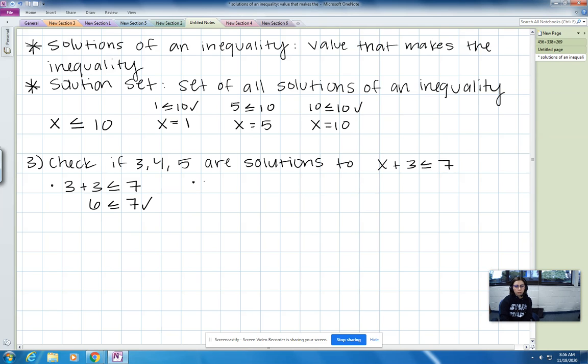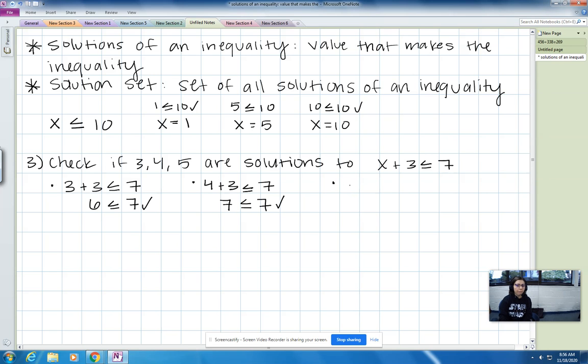What about 4? Let's put a 4 where x goes and see if that works. 4 plus 3 is 7. Is 7 less than or equal to 7? Well, 7 is equal to 7, so yes, it does work out. We are good. Remember, less than or equal to means it could be either. So if it's less than, it's good, or if it's equal to it, it's good.